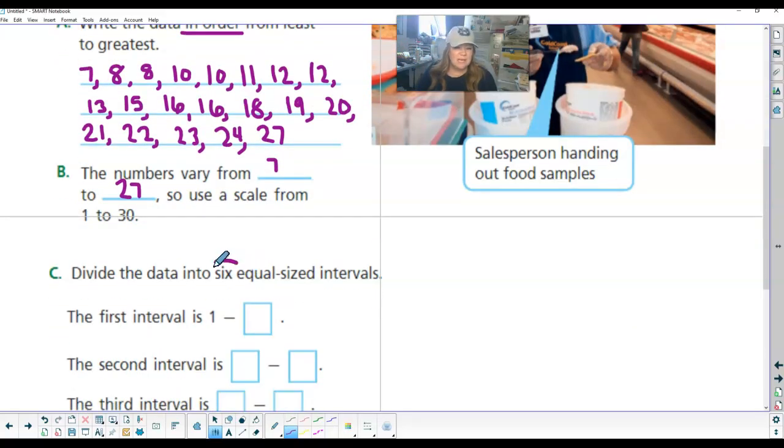So this says we're going to make 6 intervals. Now, sometimes you get to choose the intervals. This one is telling us to use 6. Sometimes it's saying 5 is a good amount, or 4. It just depends on the size, right? This puts about 5 in each one.